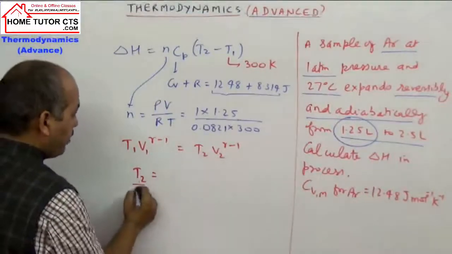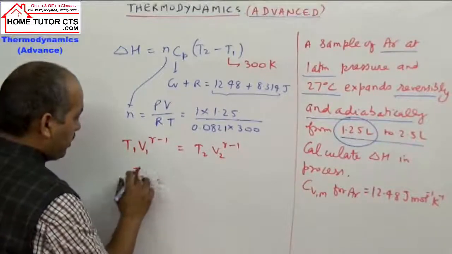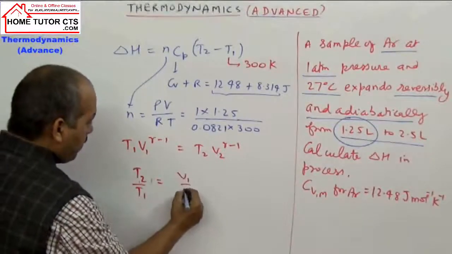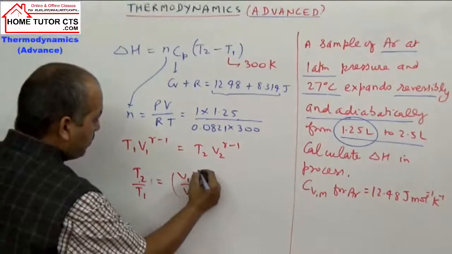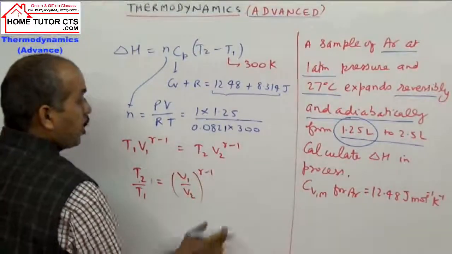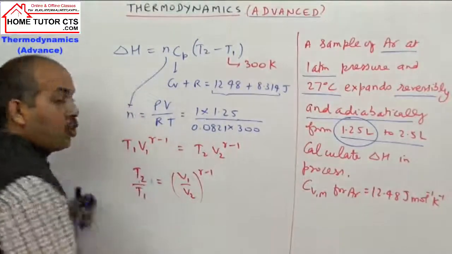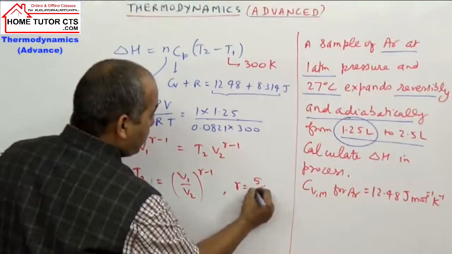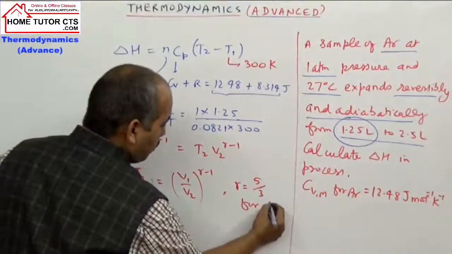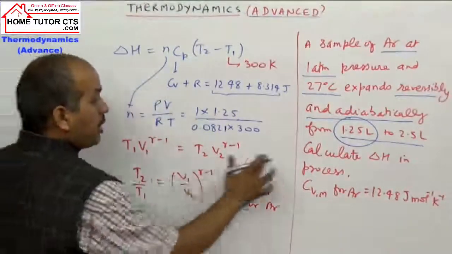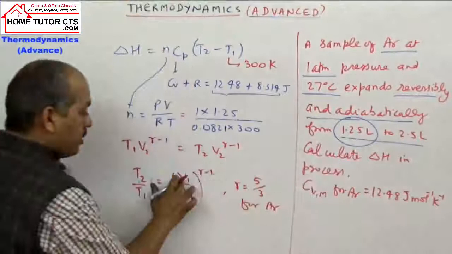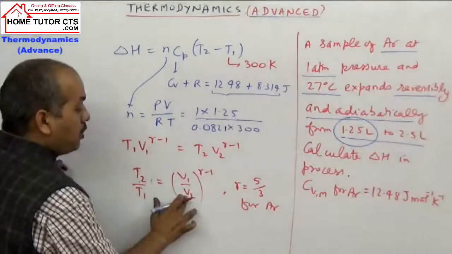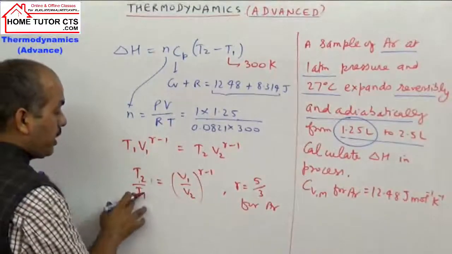T2 will come how much from here? और एक है T2 by T1 is how much from here? फिर at relation wise V1 by V2 power gamma minus 1. Now for argon, monoatomic gas, the value of gamma will be how much taken? 5 by 3. For argon, initial volume कितना दिया है? 1.25 लीटर. What is final volume V2? 2.5 लीटर. T1 दिया है इस क्वेश्चन आपको.